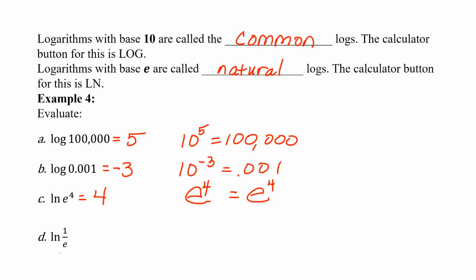Natural log of 1 over e, I'm asking what exponent would I put on e to get 1 over e. Well, we just talked about negative exponents. If I put a power of negative 1 on e, it will take the reciprocal of e, which is 1 over e. So the exponent you put on e to get 1 over e is negative 1.